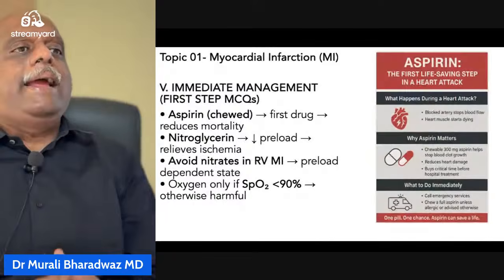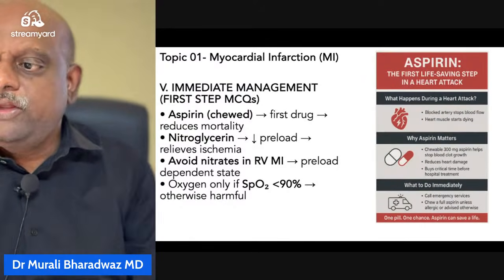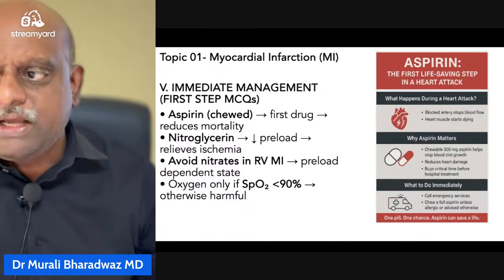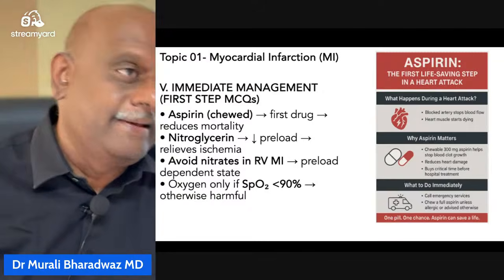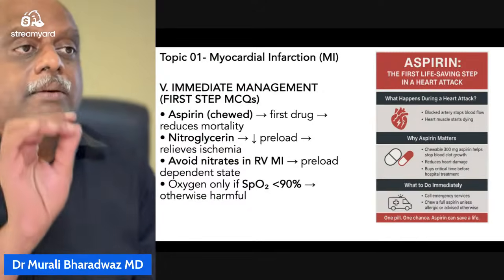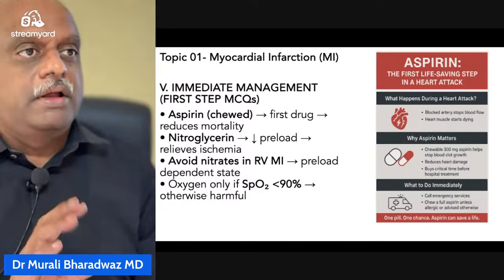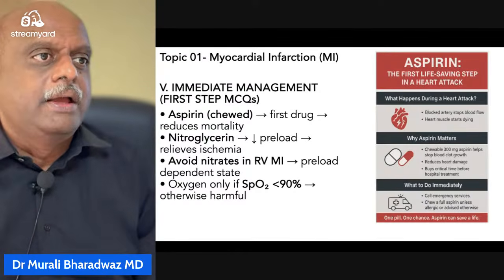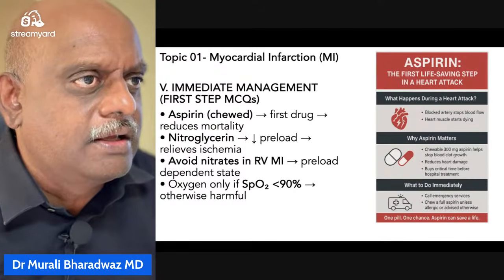So how do you manage MI? MONA. What is MONA? M for morphine, O for oxygen, N for nitrates, A for aspirin. So aspirin, first open the mouth and put in an aspirin. The first drug reduces mortality if you give aspirin as early as you can. Second, nitroglycerin. Why is nitroglycerin good in MI?